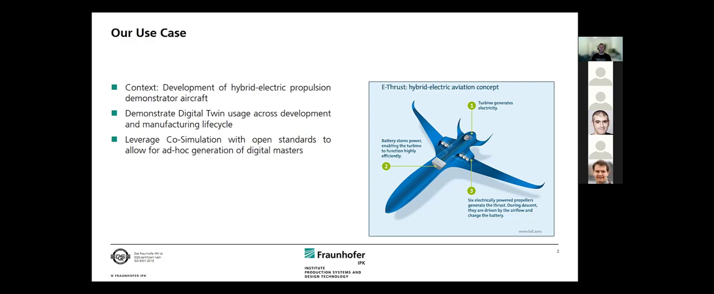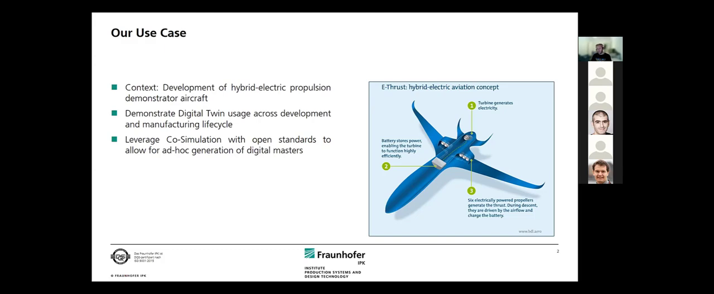And what we are trying to do there is to leverage co-simulation with open standards to allow for ad hoc generation of digital masters. Although digital masters or digital twins are a highly popular topic these days, they require, similar to what we all know from simulation, a lot of extra effort and quite often, unfortunately, stop at a point where I gather a lot of heterogeneous data, put them in some kind of dashboard and look at them, and obviously derive some meaningful conclusions. But at the same time, quite often don't really play them back into a full-on systems model there.